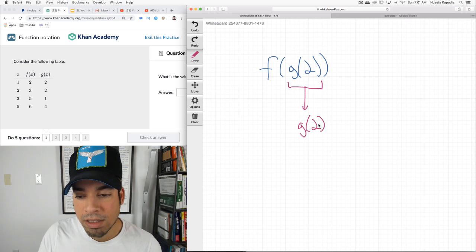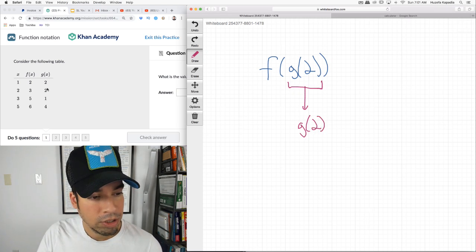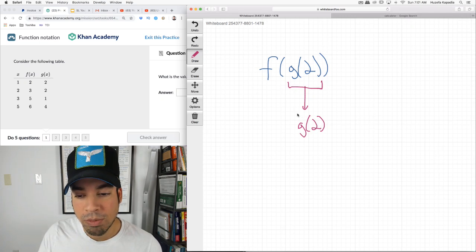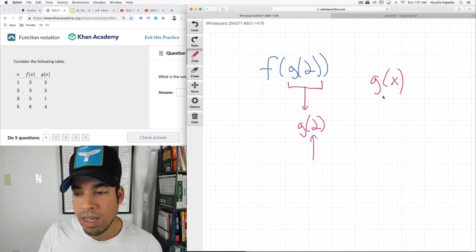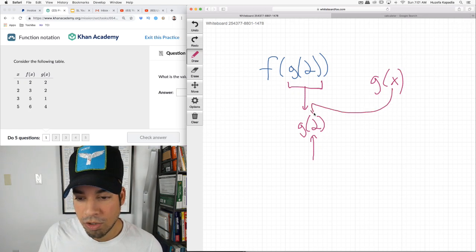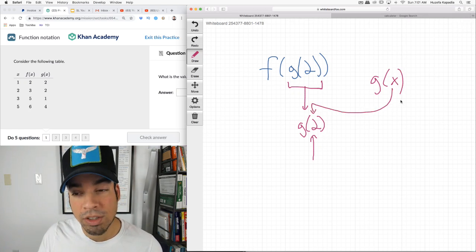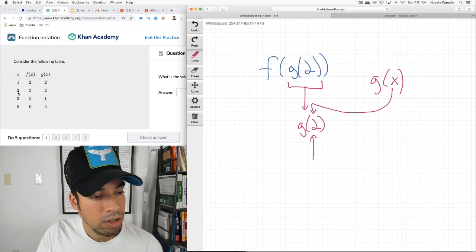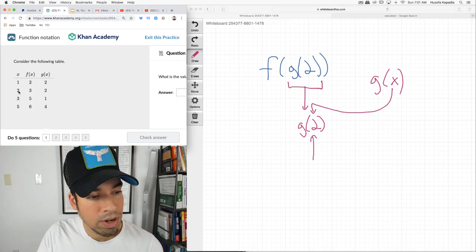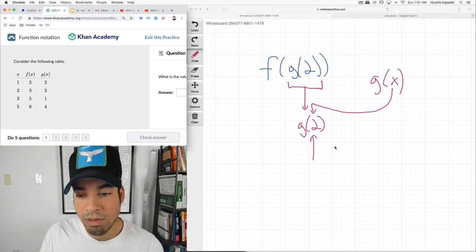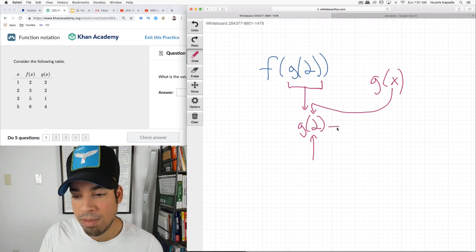What they're saying is they want the value of the function g. Here are all my values of function g right here. They want the value of function g when my x term, because this is g of x, is 2. So basically we're plugging 2 in for x in g of x. Look at the table here. Here's where x equals 2. This, therefore, is g of 2. Therefore, g of 2 happens to be 2.